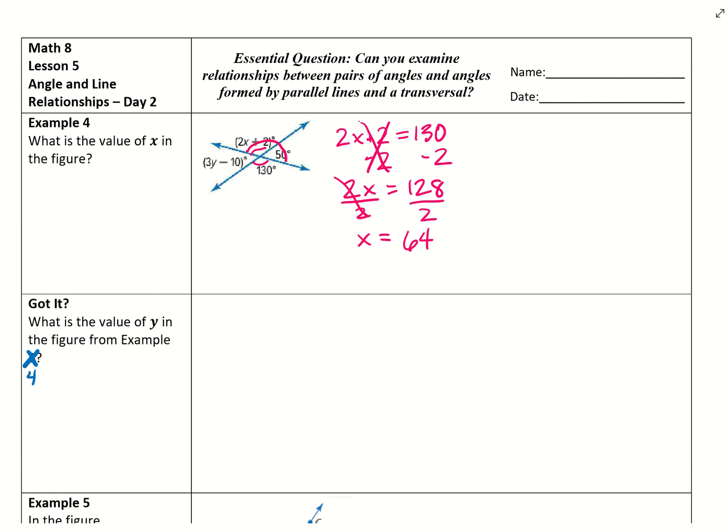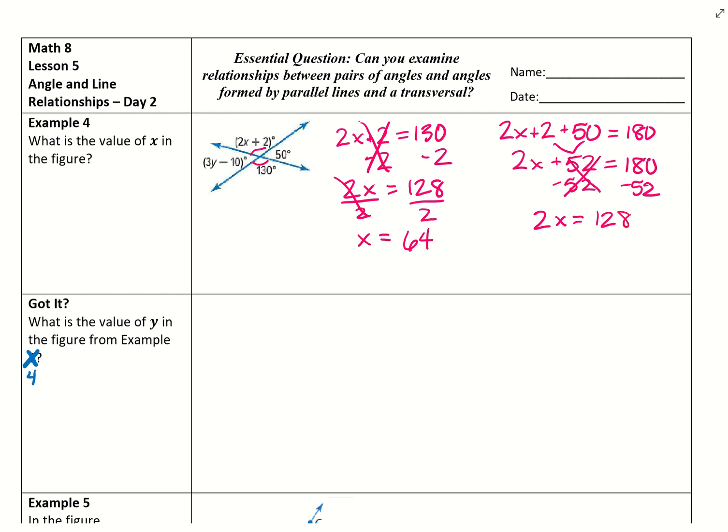Okay, and then to show the other way, we know that these two angles add up to 180. All right, so that would be 2x plus 2 plus 50 equals 180. Okay, 2 plus 50, we're just going to combine like terms there. Okay, and we'll get 52. Then we can subtract 52 from both sides. 2x equals 128. Divide both sides by 2. And x equals 64.